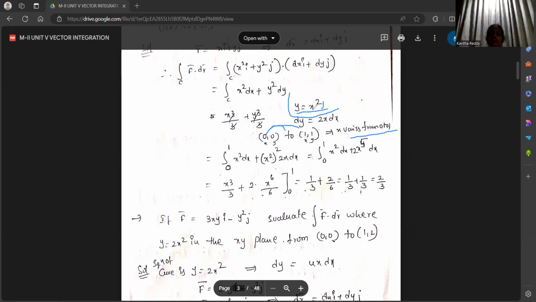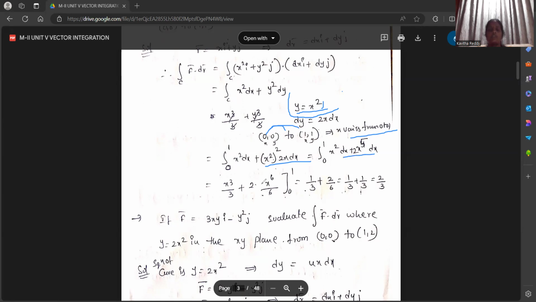Put y equals x square, dy equals 2x dx, with x varying from 0 to 1. Wherever you get y, substitute x square. So x square dx plus x square whole square times 2x dx. That is the integral from 0 to 1 of x square dx plus 2x to the power of 5 dx.